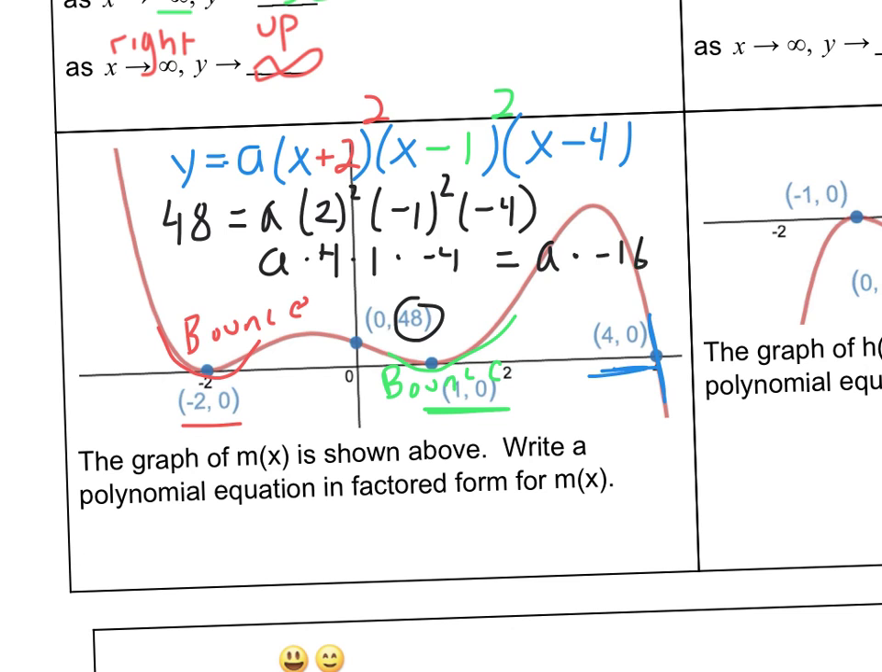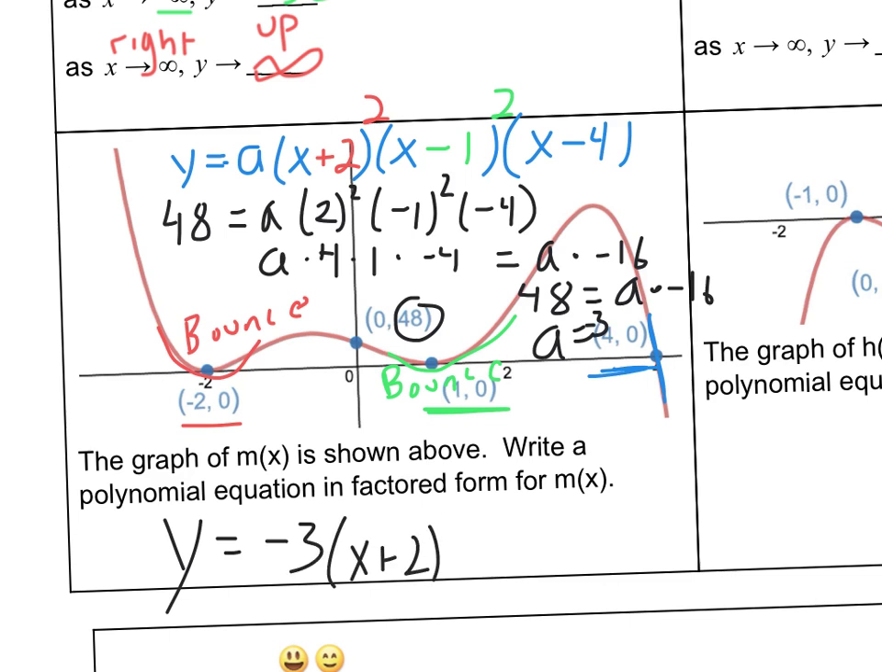And if 48 is equal to a times negative 16, if I divide by negative 16, I get a is equal to negative 3. That means my final equation is going to be negative 3, x plus 2 squared, x minus 1 squared, and x minus 4.